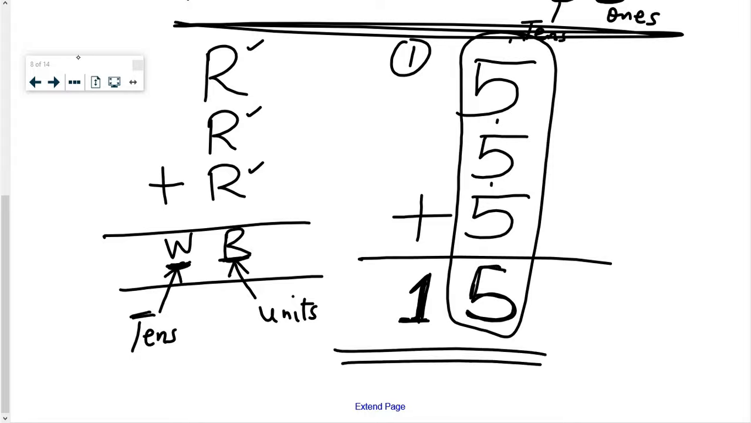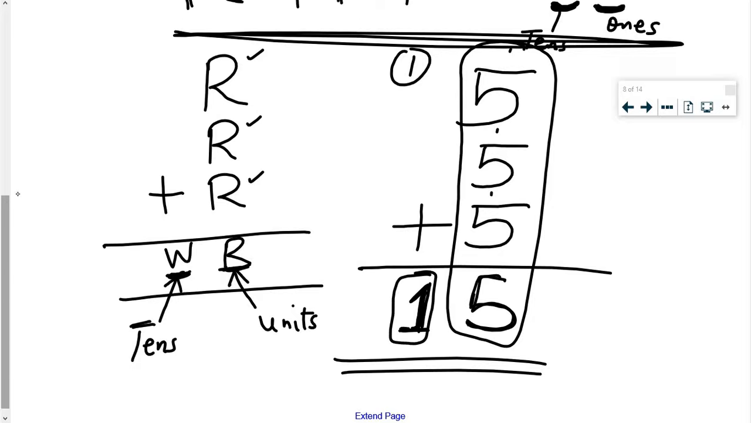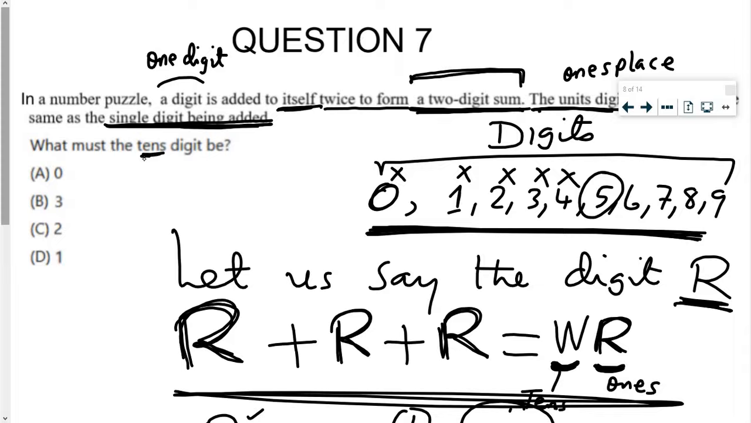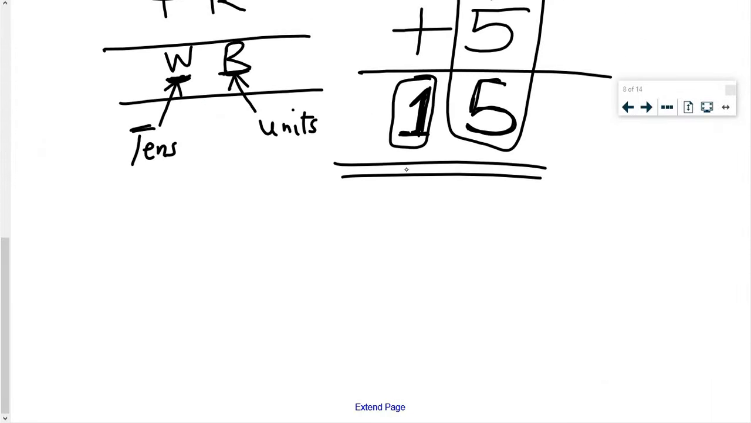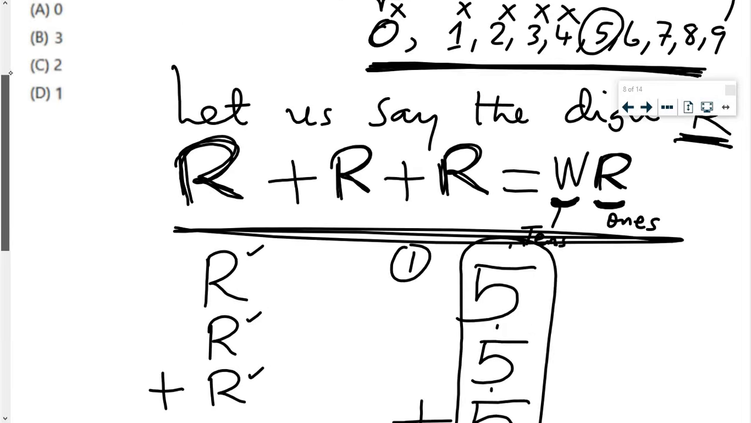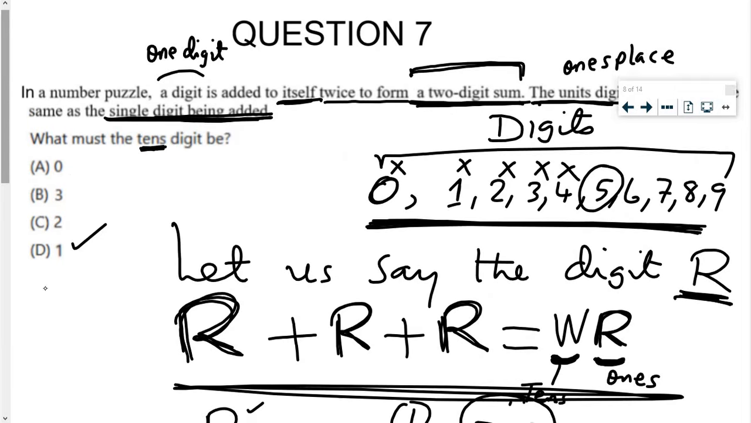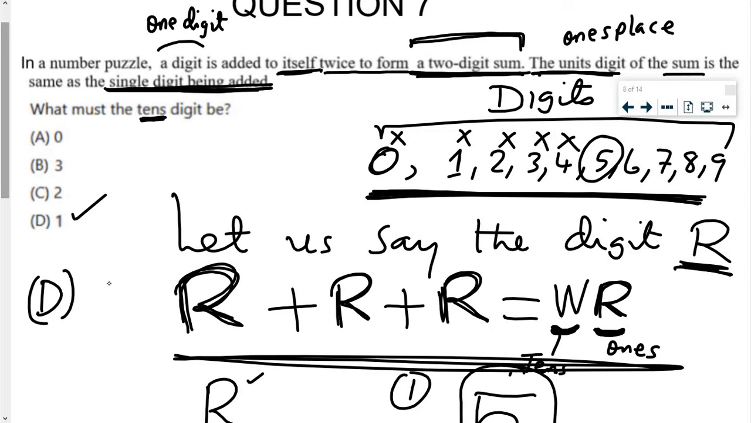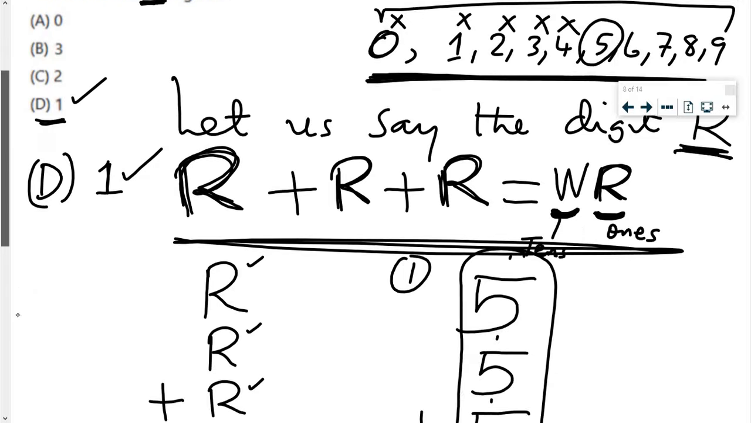So, the question is, what is the digit in the tens place? So the digit in the tens place is 1. So the correct option here is option D, and the sentence in front of it is 1. So the correct option is option D. Right?